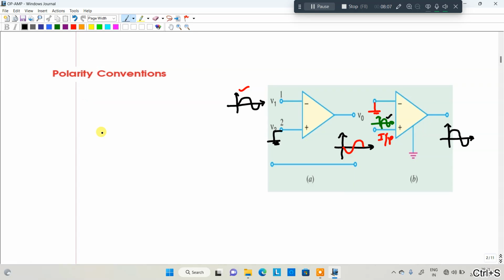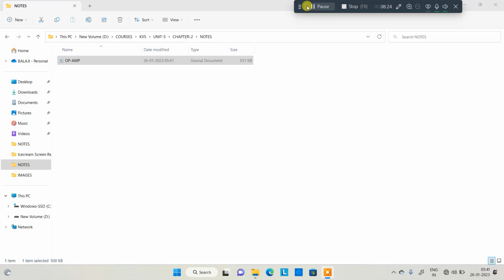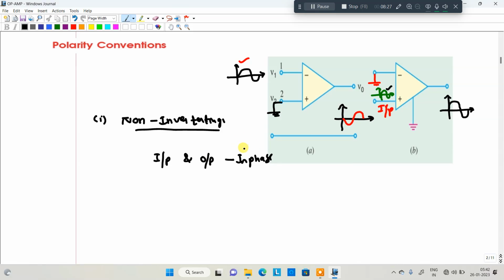In both the cases, the first one, the non-inverting case, non-inverting polarities, input and output. In the non-inverting case, input as well as output are in phase. In the inverting case, input and output are inverted, so out of phase, so both are not in phase with each other.